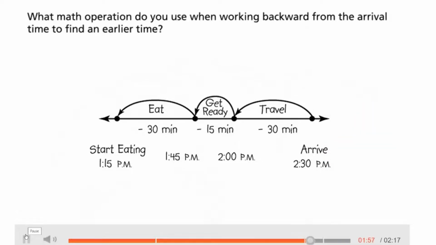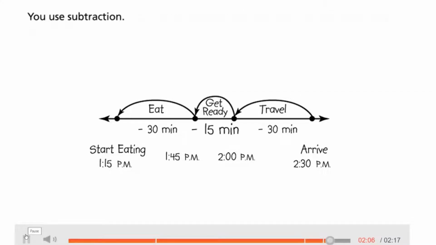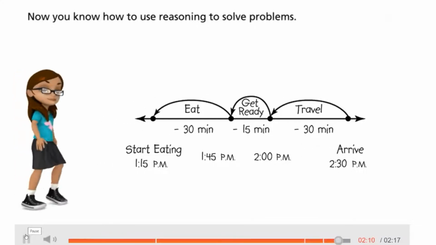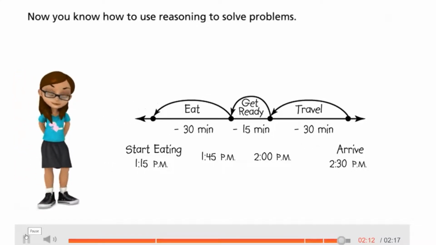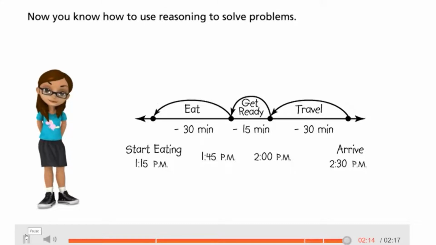What math operation do you use when working backward from the arrival time to find an earlier time? You use subtraction. Now you know how to use reasoning to solve problems.